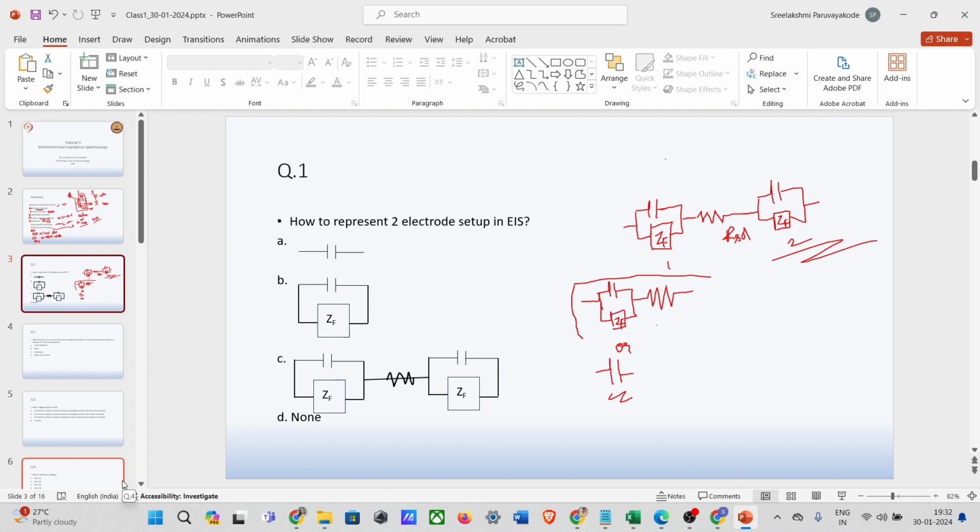Okay. So for three electrodes, if we include the counter electrode, how do we have to represent it? It will be again in series. Okay, understood. So basically it is also dependent on the reaction that is happening. So basically for a simple two electrode system, this is the significance.